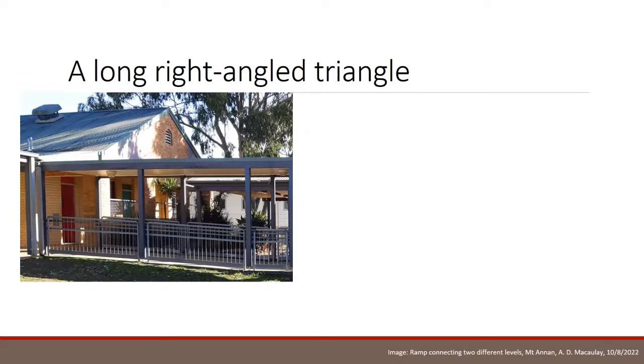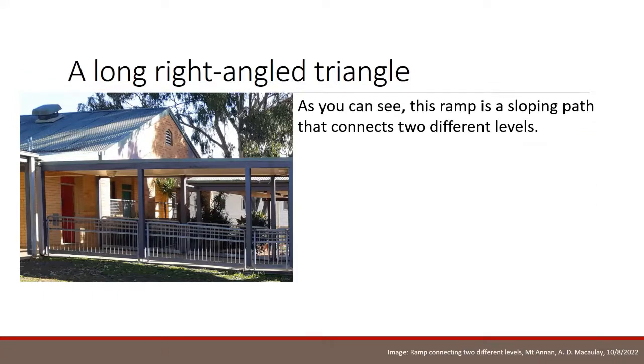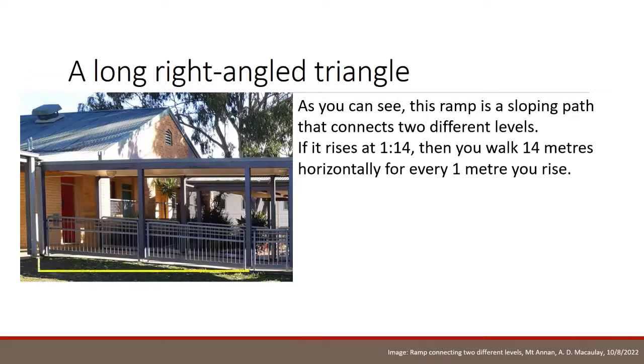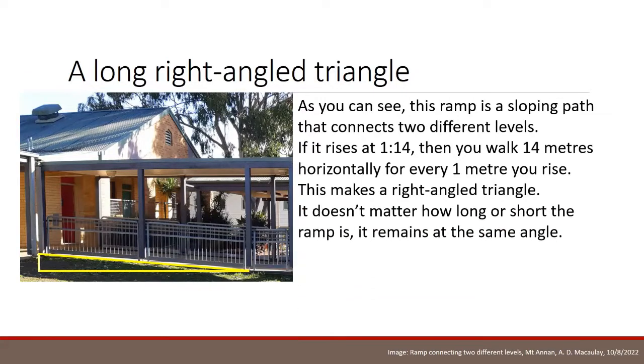This ramp also is a long right-angled triangle. As we look at this picture, you can see the ramp is a sloping path that connects two different levels. If it rises at 1 to 14, then you walk 14 metres horizontally for every 1 metre you rise. So the right-angled triangle shown in the picture, the yellow right-angled triangle, is 14 across and 1 up. It doesn't actually matter how long or short the ramp is, it remains at the same angle. And this is shown by similar triangles.